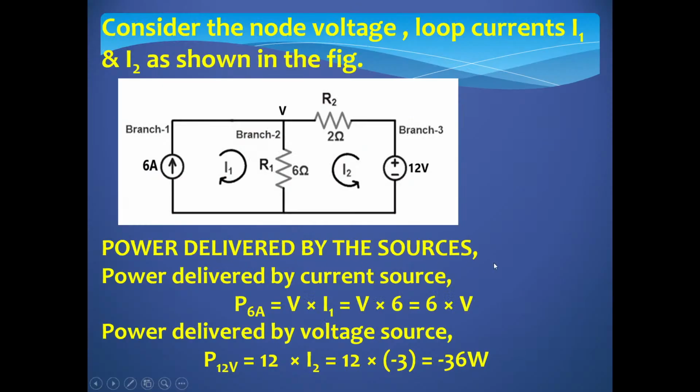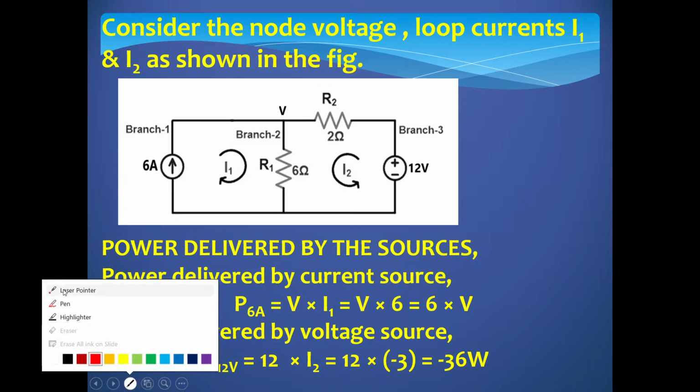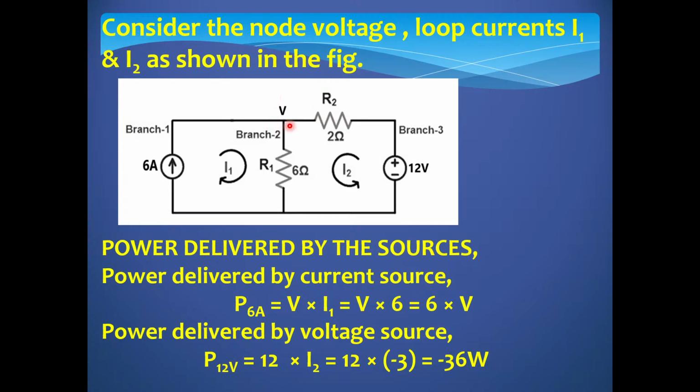So power delivered by the sources we have to calculate. So power delivered by the current source. What is the power delivered by the current source? See here. This is our node voltage. We have assumed a node voltage. So I know the current. I don't know the voltage value. If I had known the node voltage, voltage into current would have given me the power value. Okay, so I don't know the voltage.